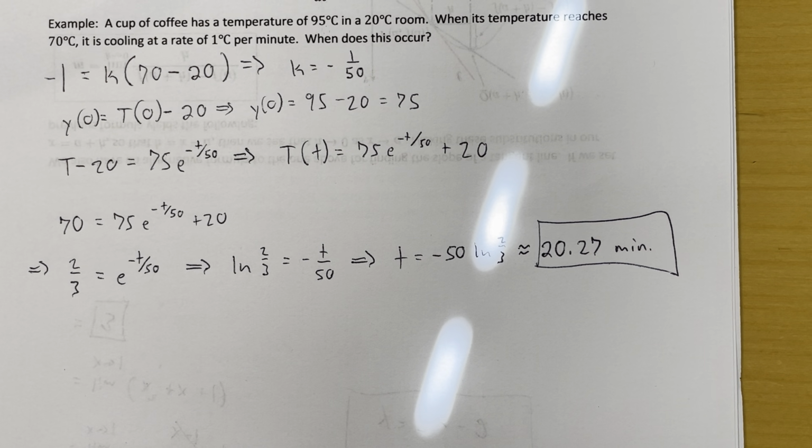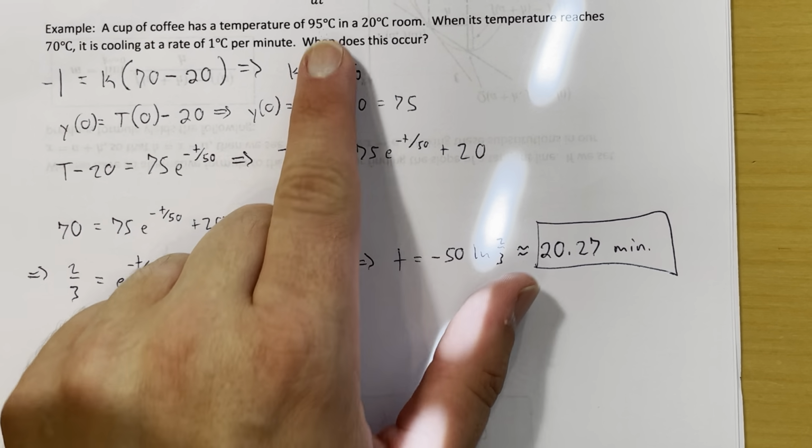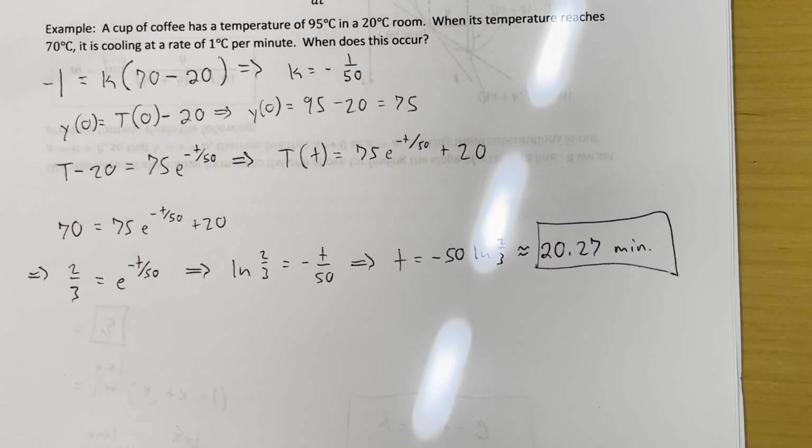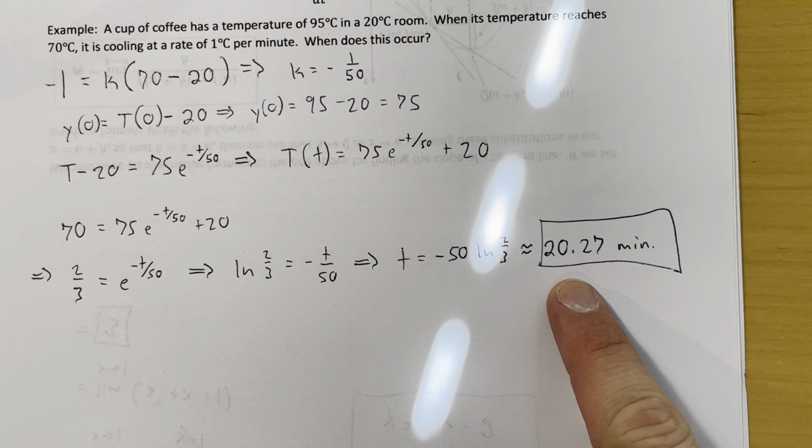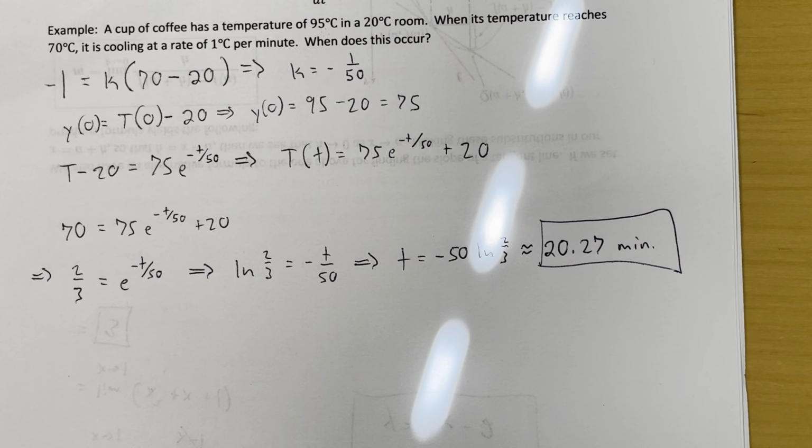A 20 degrees Celsius or 25 degrees Celsius drop in temperature in a room that's significantly cooler than that cup of coffee. From experience, 20 minutes seems like a reasonable amount of time for that to occur in.